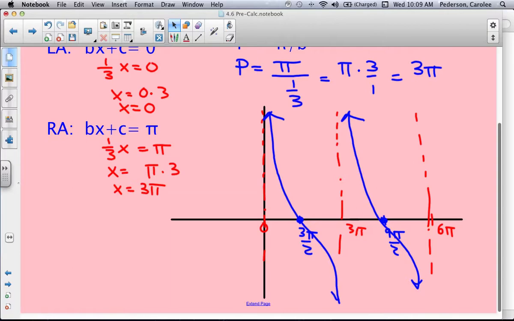The A, all the A does is stretch it taller, and it's hard for us as teachers to see how much you really stretched it, so we're not so picky on that. So just make it taller, stretch it out vertically. The higher the number for A, the skinnier, more stretched out it'll be.